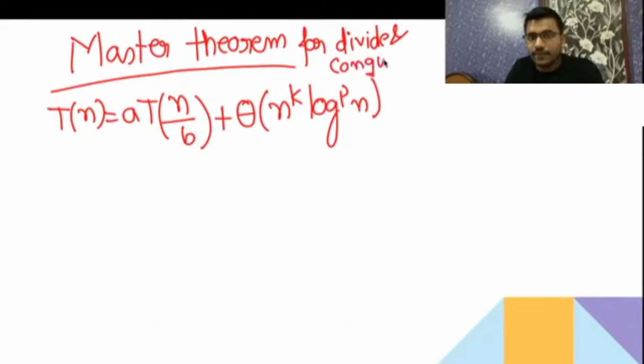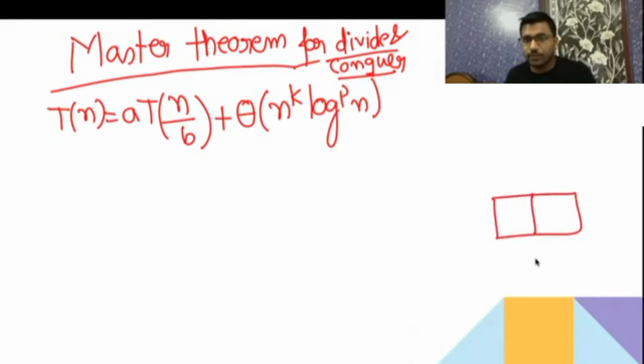It means if there is some bigger problem, you are dividing it into a smaller problem, and then you are conquering it. So you are dividing the bigger problem into smaller problems, then you are solving those smaller problems, then you are combining them. Am I clear? Divide and conquer. So this is a Master theorem for divide and conquer.